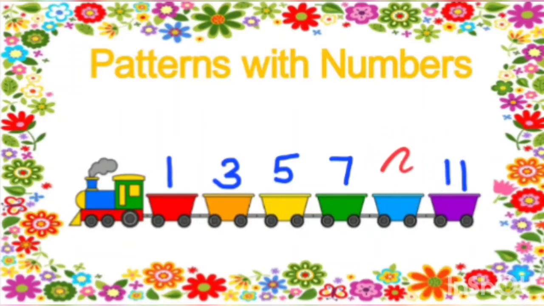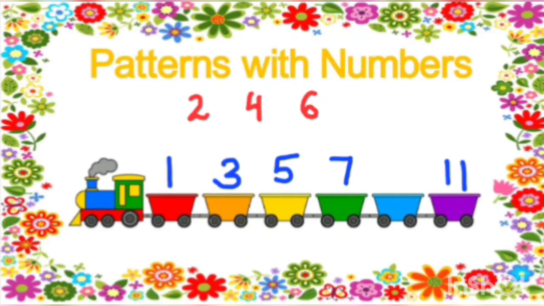We have to find out what number comes between 7 and 11. But we can see that some numbers in the middle are missing. What are these numbers? 1, 3. What comes between 1 and 3? Very good. Between 1 and 3 comes number 2. What comes between 3 and 5? Between the numbers 3 and 5 comes number 4. What comes between 5 and 7? Yes, the number 6.